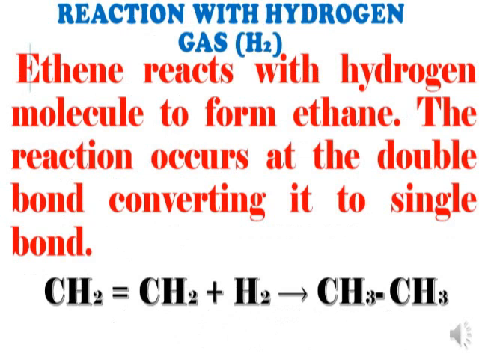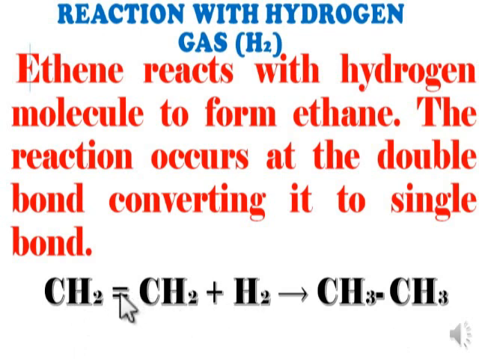Next, reaction with hydrogen gas. Ethene reacts with hydrogen molecule to form ethane. You know, hydrogen molecule and hydrogen gas are the same thing, okay? Good. Now the reaction occurs at the double bond, converting it to a single bond. So look at the reaction here. See, CH2 double bond CH2 plus hydrogen molecule, hydrogen gas, okay?